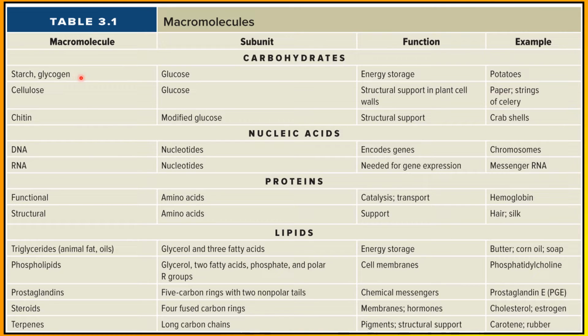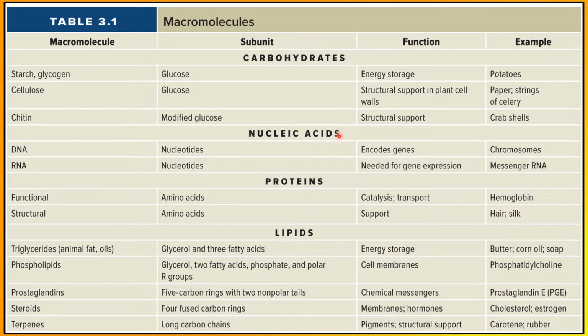Glycogen is the storage form of glucose for vertebrate animals, okay? Cellulose is a structural carbohydrate, also made of glucose subunits. Cellulose is structural support in plant cells, which we'll learn about later on. And chitin, it says modified glucose, but for our purposes here, it's glucose. Chitin is structural, makes up the shells of crabs and lobsters and shrimp and that kind of thing.